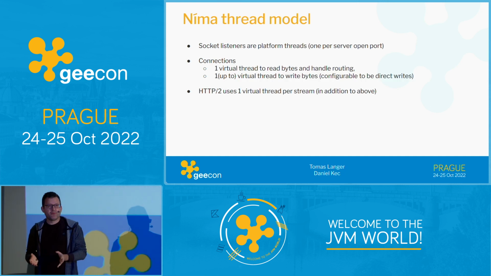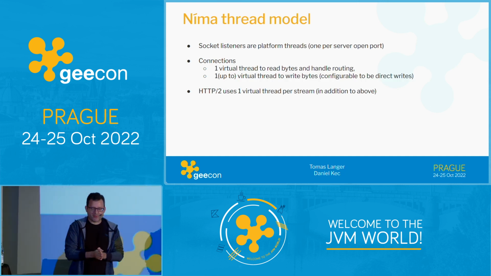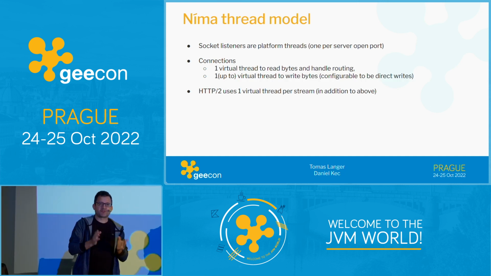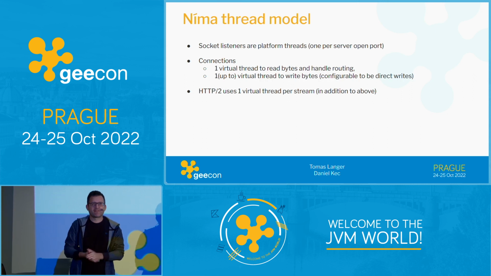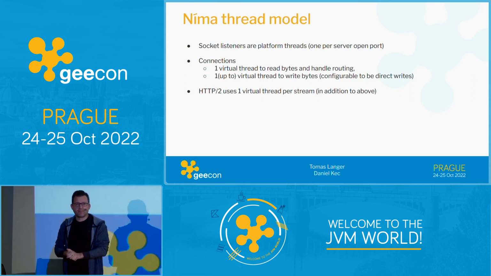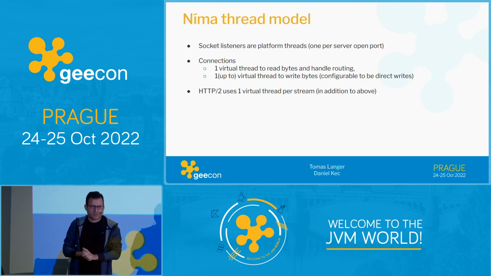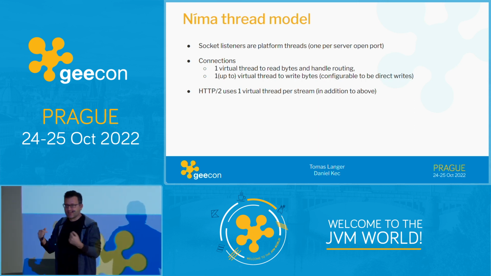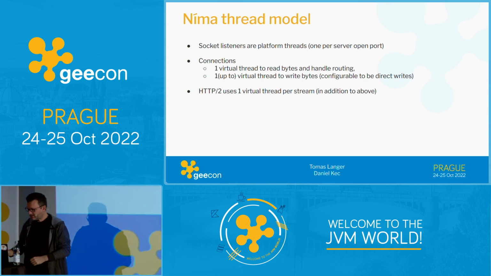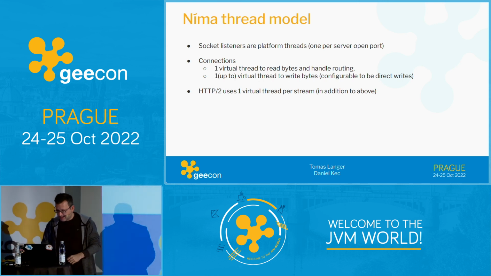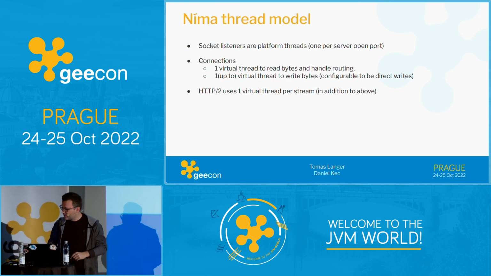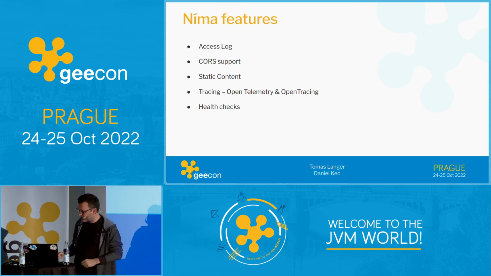In HTTP 2, there is also one virtual thread per stream, and an HTTP 2 stream is kind of an equivalent of a request-response interaction. So that will be very interesting when we get to the performance slide. We will first look a bit at the features that we have right now.